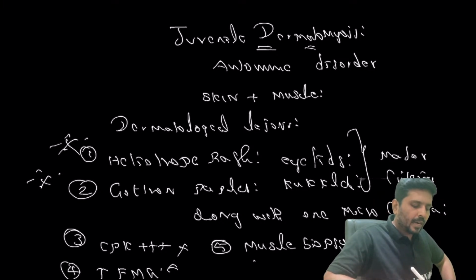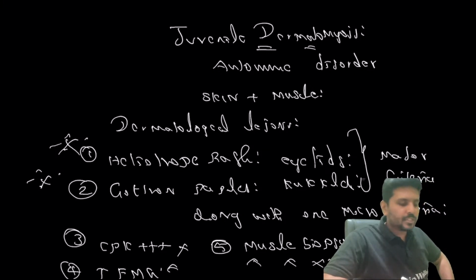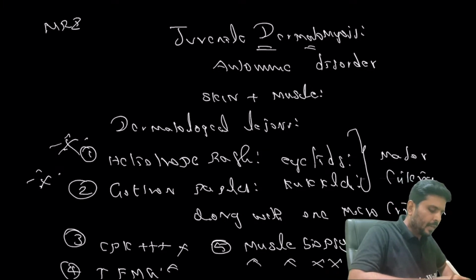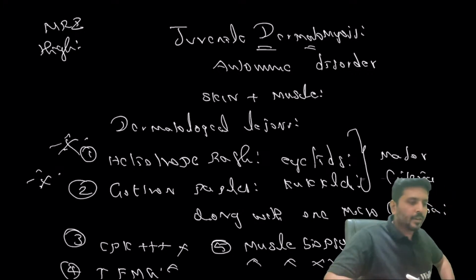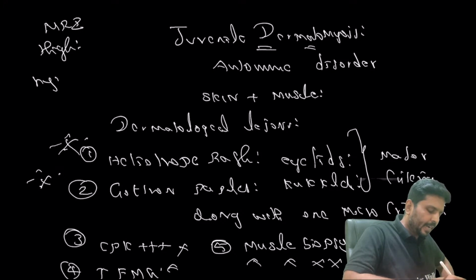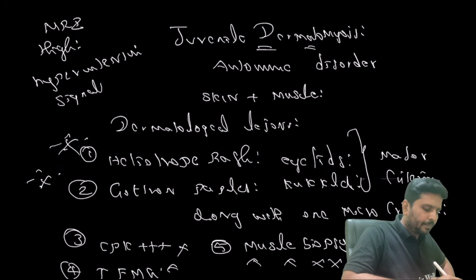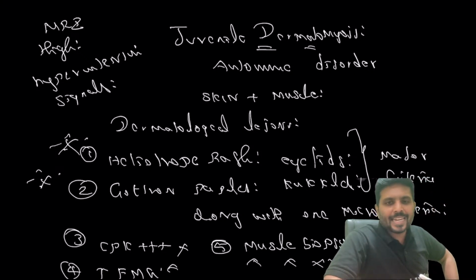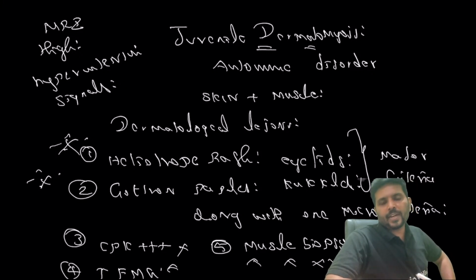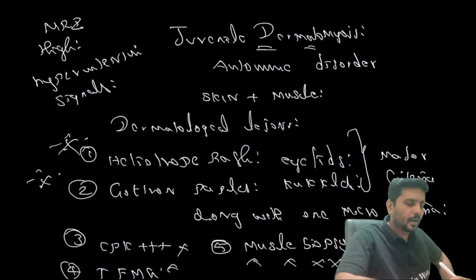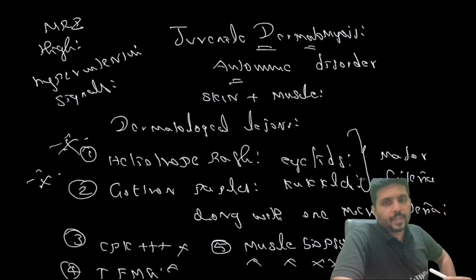But these things are often replaced now by an investigation called MRI thigh. Right now, the investigation for dermatomyositis is MRI thigh. Whenever you do MRI thigh, you will get hyperintense signals. That means it is inflammation of the muscle involved. So please remember Gotron papule of the knuckle and heliotrope rash of the eyelid are major criteria of a connective tissue disorder, an autoimmune disorder called juvenile dermatomyositis.